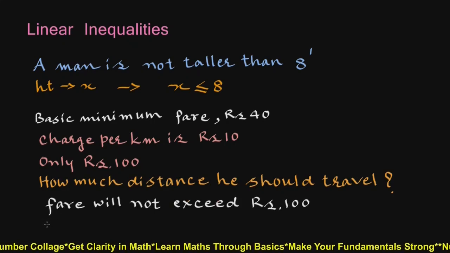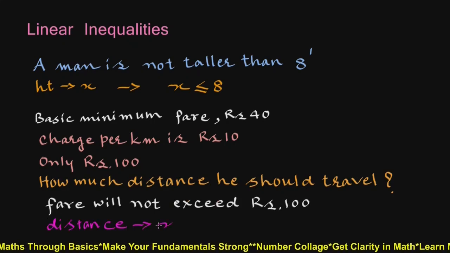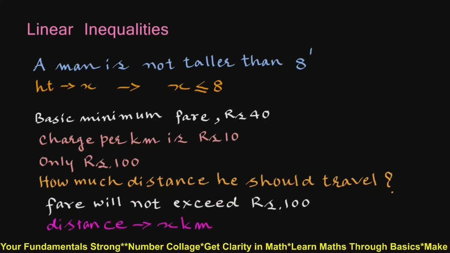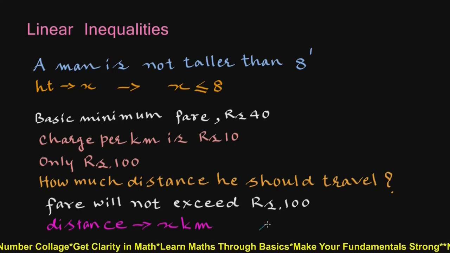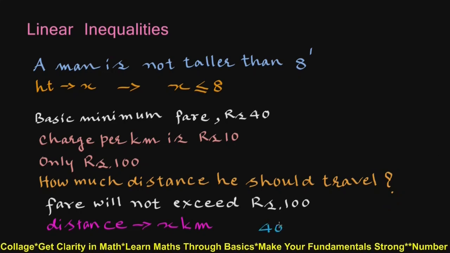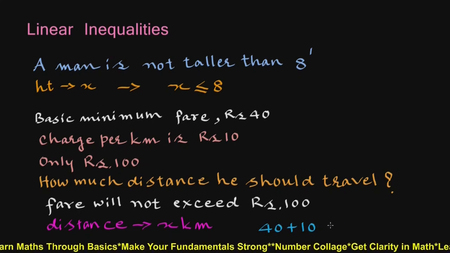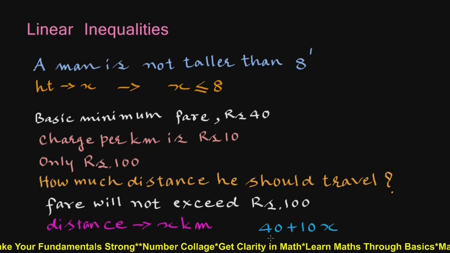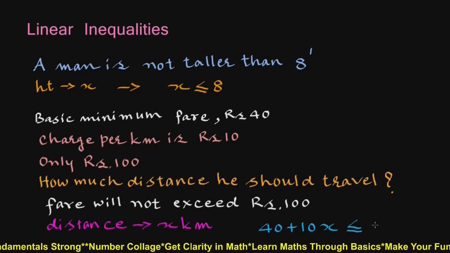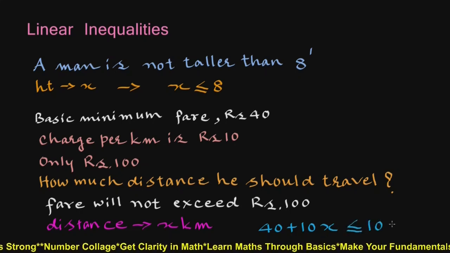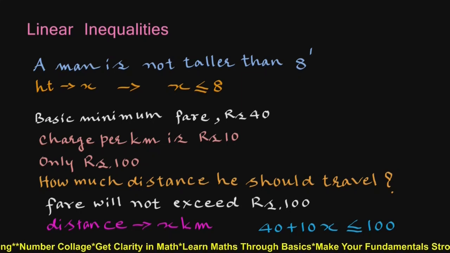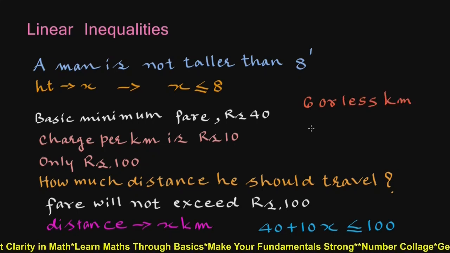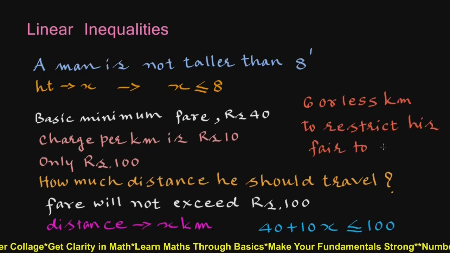If the distance he travels is x kilometers, then this situation can be expressed as a linear inequality as the basic minimum charge is 40 rupees plus rupees 10 per kilometer into the distance traveled x kilometers, and this amount should be less than or equal to rupees 100 which the passenger has. Obviously, he should travel 6 or less kilometers to restrict his fare to rupees 100.